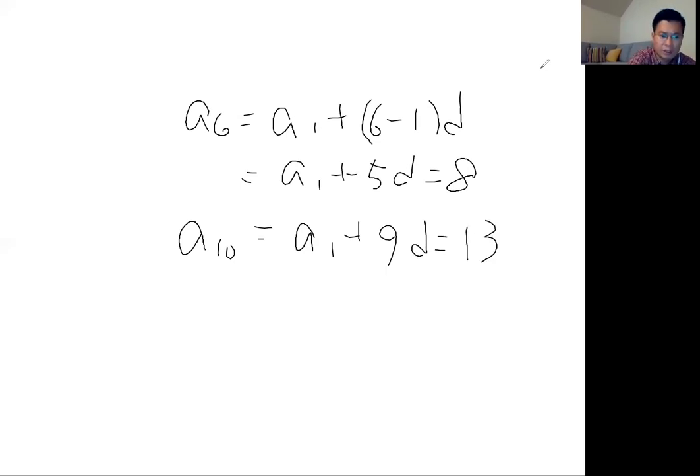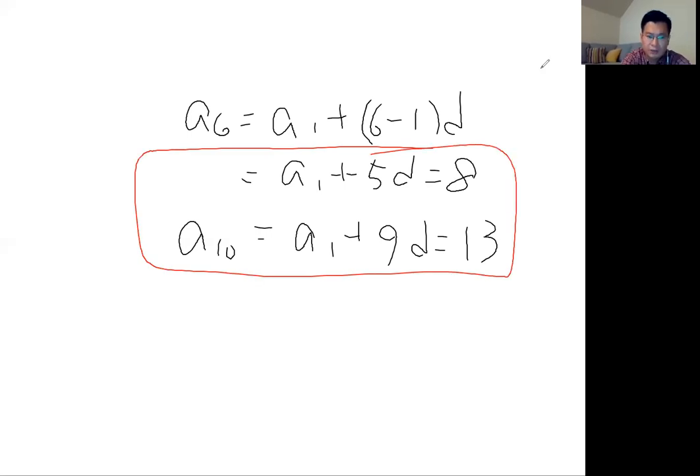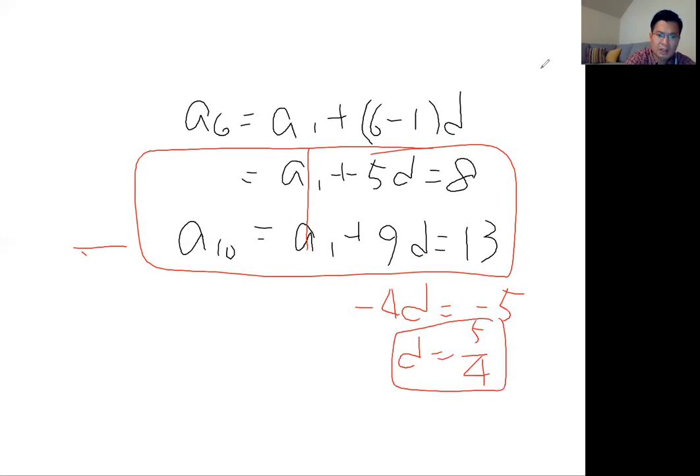So now we have two different equations. To get d first, we can subtract these two. Then it becomes minus 4d equals minus 5. So d becomes 5 over 4. Once you get that, you can apply it to either equation, so you can get a1 as well. If you plug d into the second equation, a1 plus 9 times 5 over 4 becomes 13. So a1 is 13 minus 45 over 4. That's 52 over 4 minus 45 over 4, so this is 7 over 4.